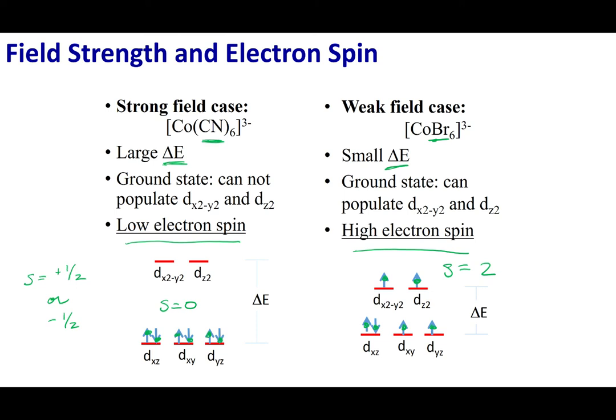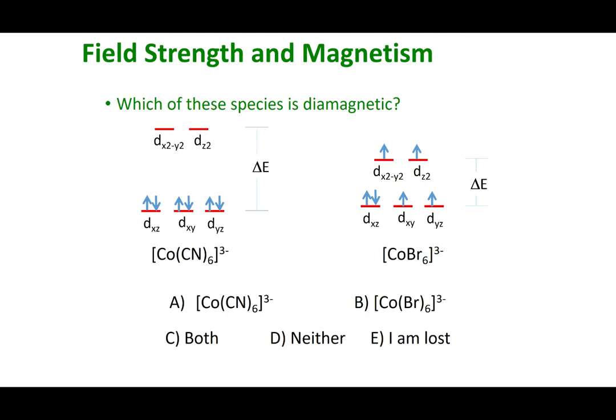Now, there is no magic ligand that says this is the weak field ligand, this is the strong field ligand, where the split happens. What I want you to remember is that these are questions where they're going to ask you the relative chance for it to go high spin or low spin. So take a look at these couple of quiz questions and answer them, and then we'll discuss them.